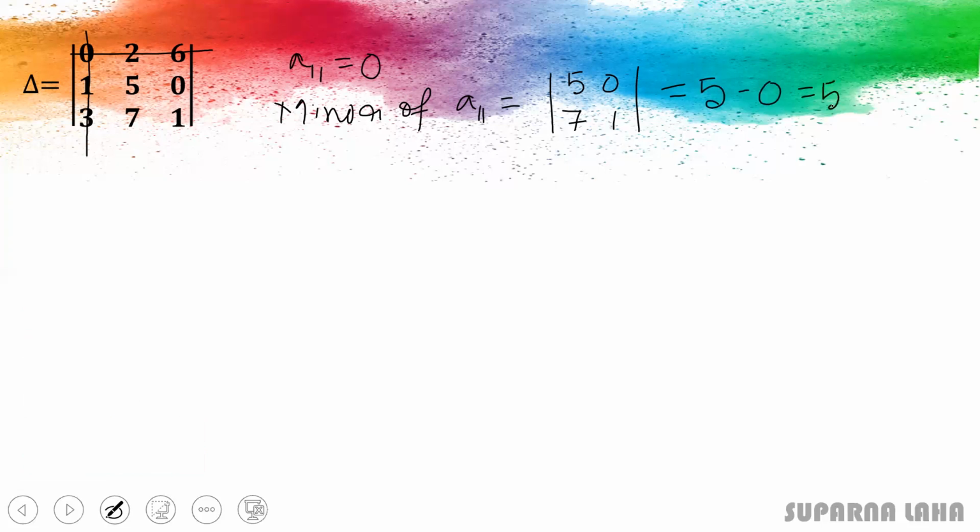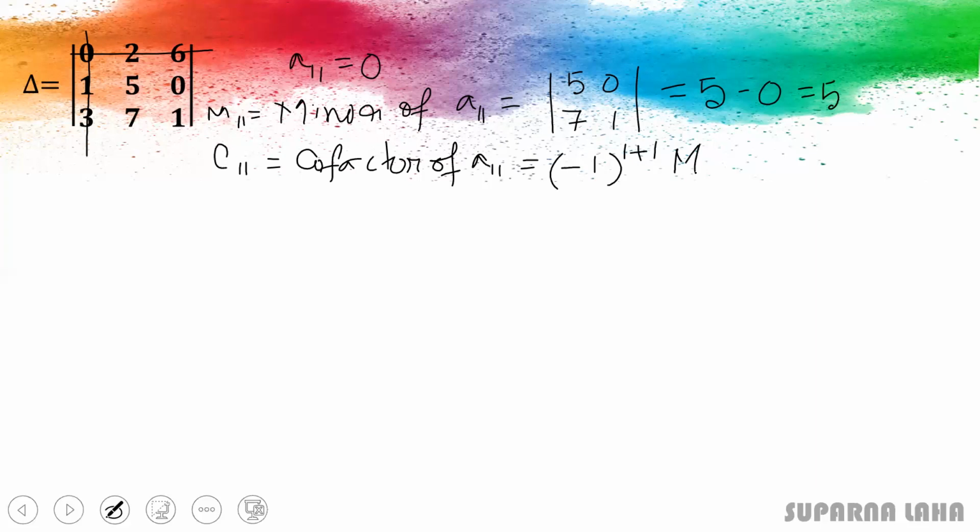So this is M11. C11, the cofactor of a11, by the formula is (-1) to the power i plus j, that means 1 plus 1, into Mij, that is M11. That means (-1) to the power 2, 1 plus 1, into 5. That means the value is 5. Clear?